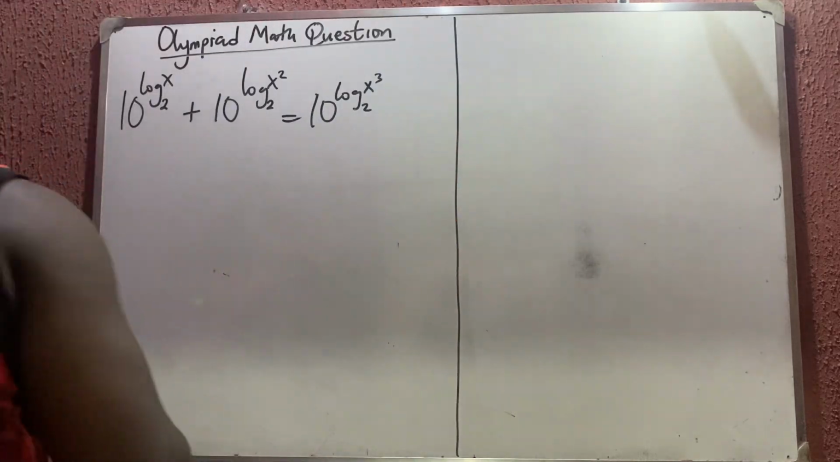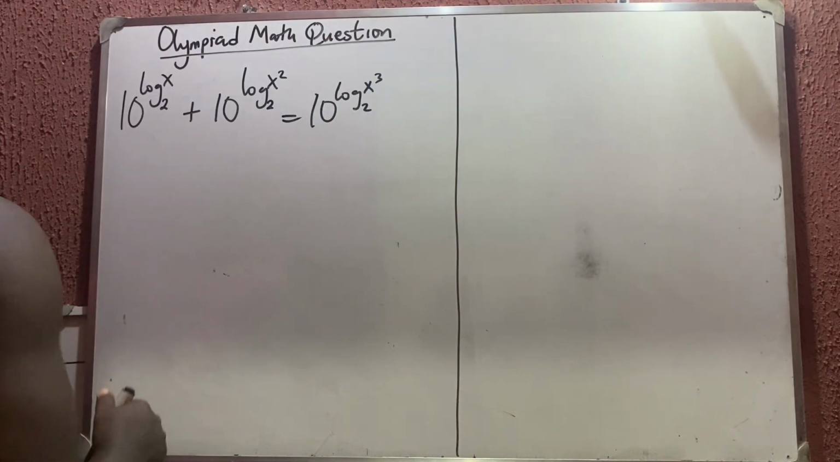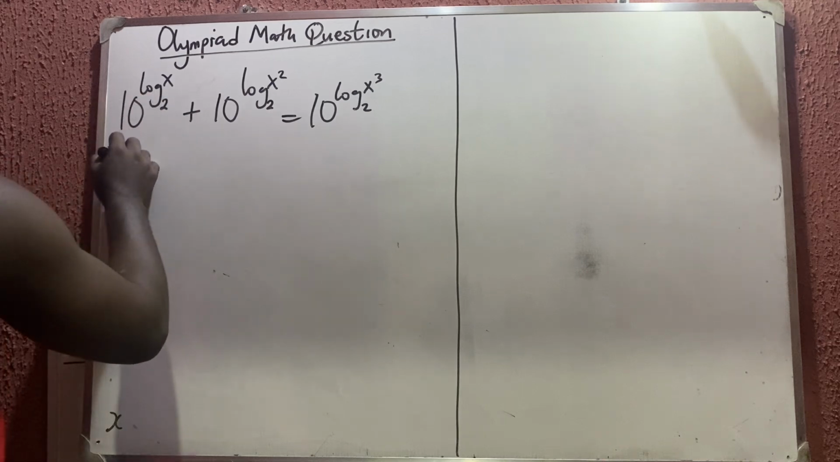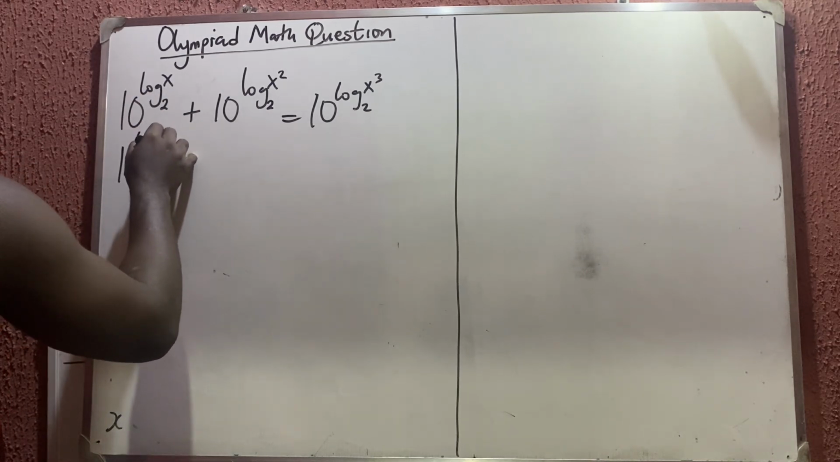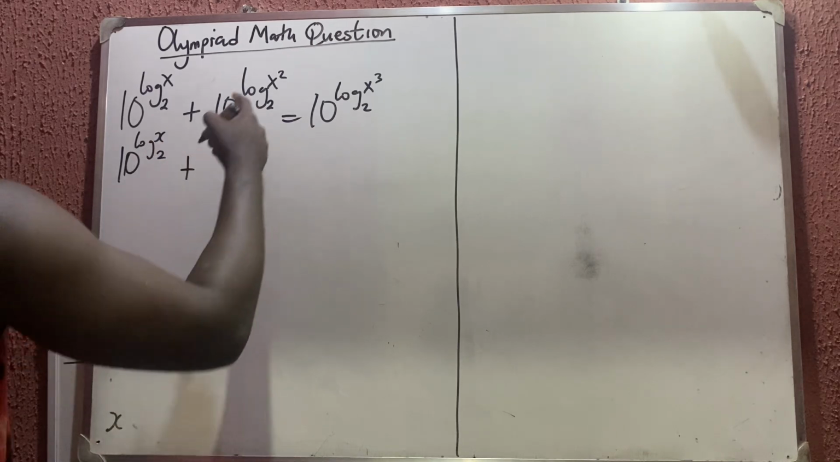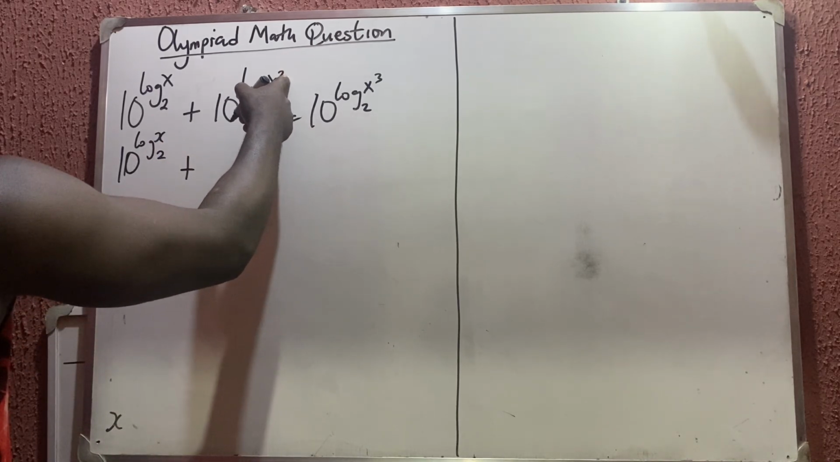Alright, let us quickly solve this Olympiad math problem. This is very simple. We are given this. Now, what do you do? Look at this: you bring this as log 10 raised to the power log x base 2, plus. Now, according to the law of logarithms, these two can come to the back.